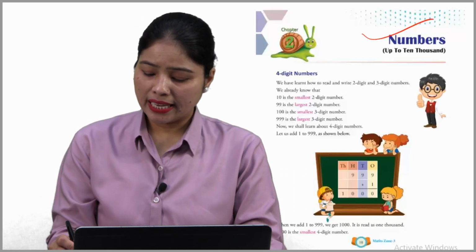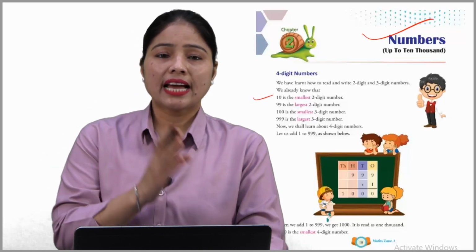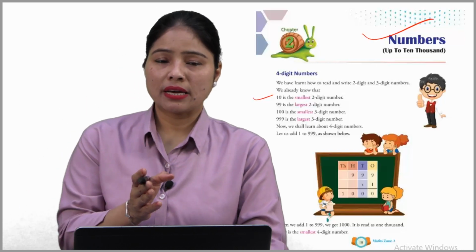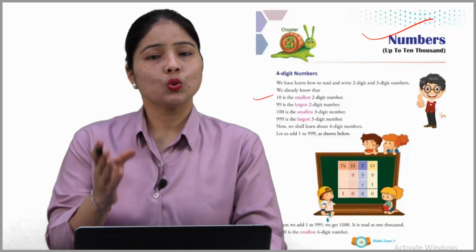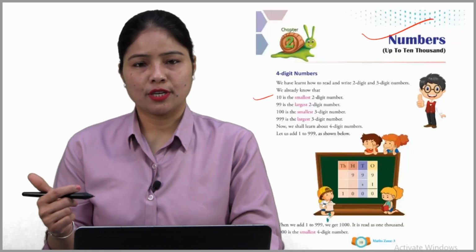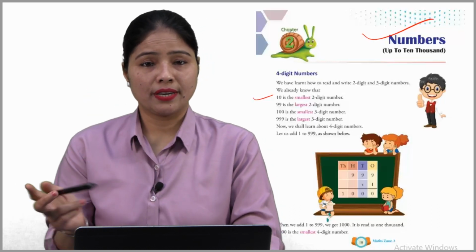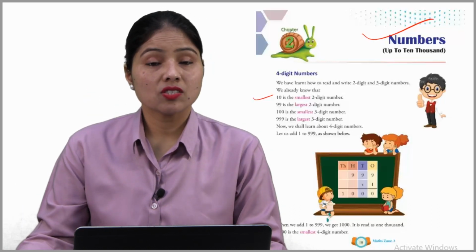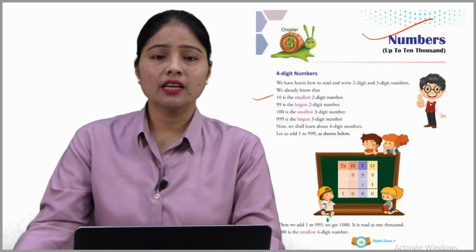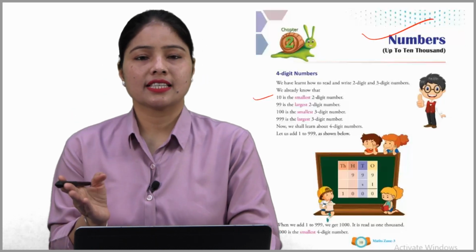Okay? हमें पता है 10 हमारा क्या है? Smallest 2 digits number है. 99 is the largest 2 digits number और 99 हमारा क्या है बच्चों? Largest 2 digits number. 100 is the smallest 3 digits number और 100 हमारा क्या होता है? Smallest 3 digits number. 999 is the largest 3 digits number और 999 हमारा वो नंबर है जो कि largest है और with 3 digits के साथ है.